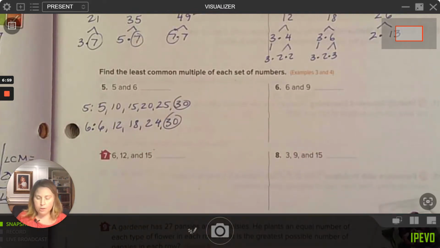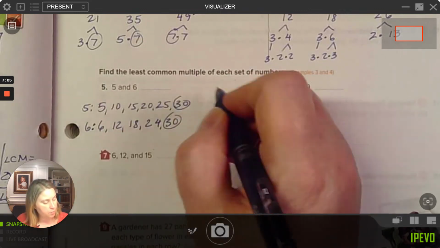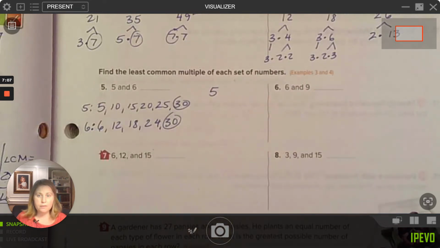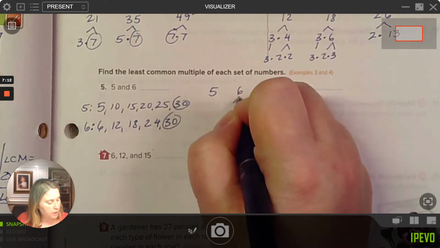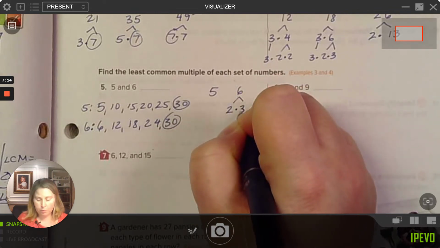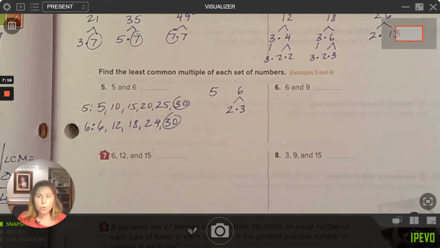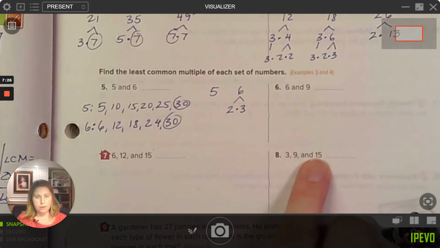And then if we wanted to do the factor trees for this, okay, so 5 is prime already. We wouldn't be able to make a factor tree. It's a prime number already. And then 6 can be broken down into 2 times 3. So when we are looking for the least common multiple using factor trees, we're looking for numbers that occur in at least one of the numbers. It doesn't have to be in both of the numbers or all 3 of the numbers if you have a 3-number problem.